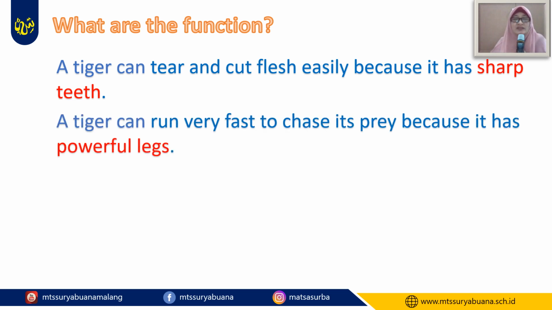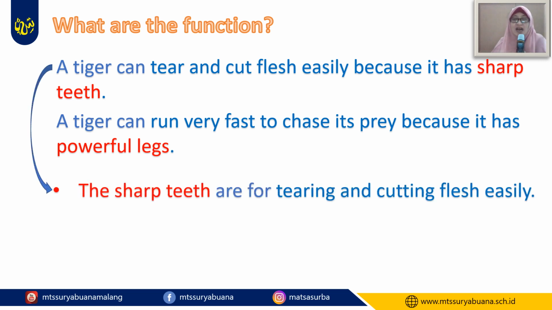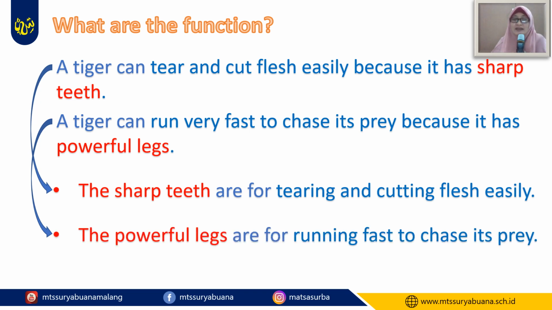Okay, now what about this one? A tiger can run very fast to chase its prey because it has powerful legs. Now think about the function of the powerful legs that a tiger has. Right, now let's discuss one by one. Sharp teeth. The sharp teeth are for tearing and cutting flesh easily. And the powerful legs are for running fast to chase its prey.